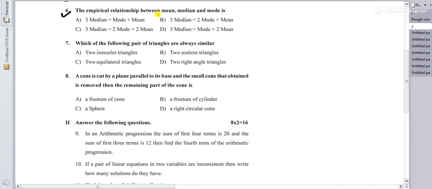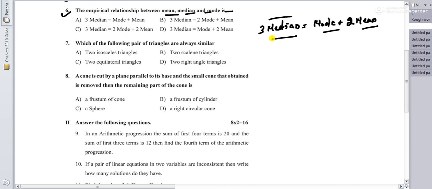The empirical relation between mean, median and mode is dash. It is 3 median, you have to remember this, equal to mode plus 2 mean. Mode plus 2 mean. So just look at it: 2 mean, 3 median, mode. Yes, option number D is the right choice.